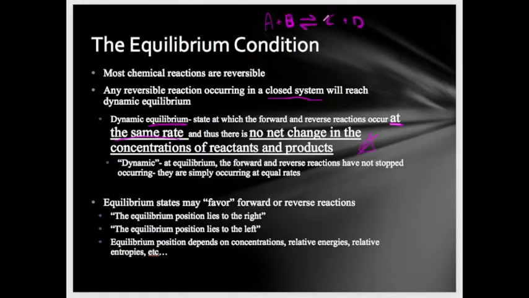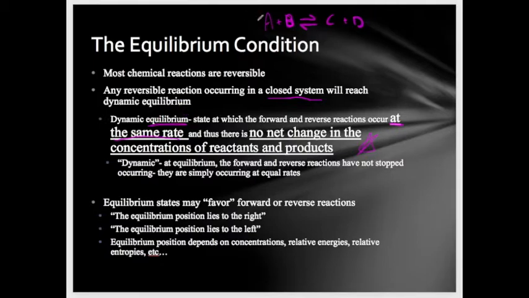In other words, if the forward and the reverse processes occur at the same speed, at the same rate, then A and B combine to form C and D. But C and D combine in the exact same amount of time to form A and B again. So we get no overall change anymore. There's no longer any change. The system has reached a stable point where no net change occurs. So those are the two things that equilibrium is referring to.